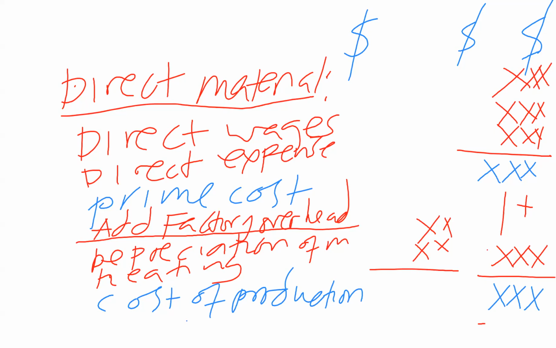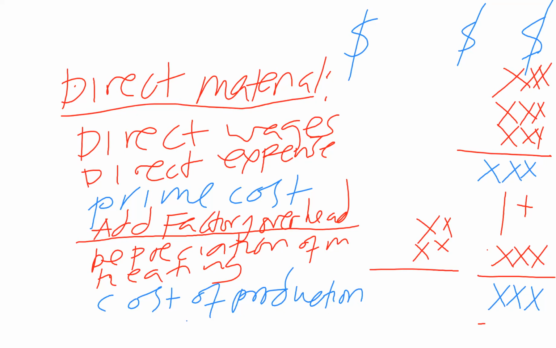Now, if you don't have work in progress, and you also do not have to add the manufacturing profit, you can end there and take this cost of production to the profit and loss of the finished goods.